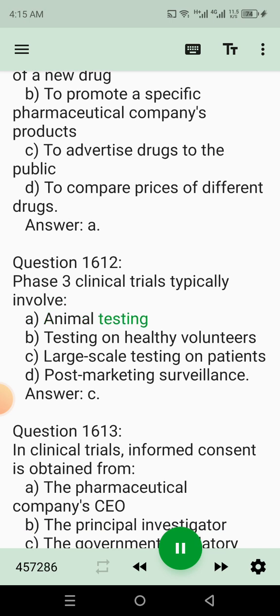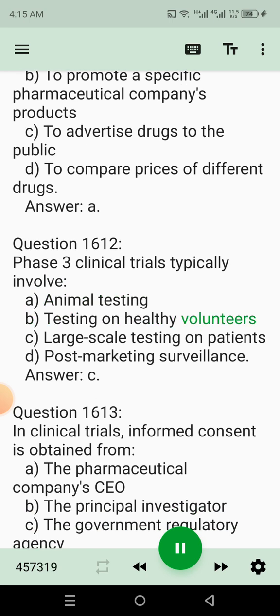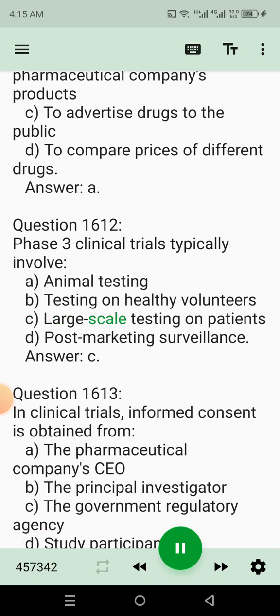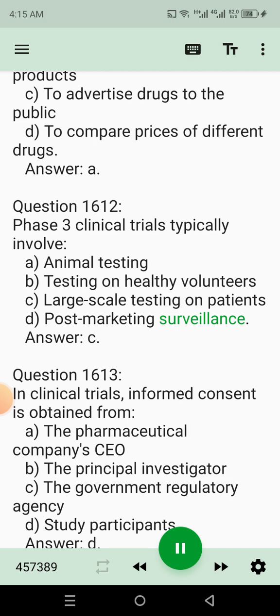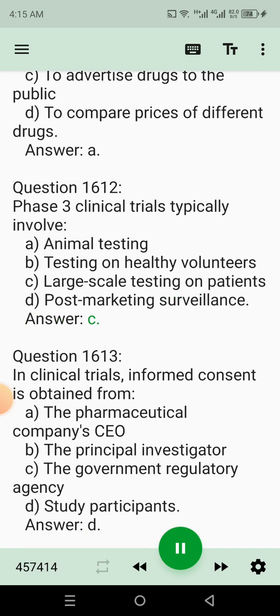Question 1612. Phase 3 clinical trials typically involve A. Animal testing. B. Testing on healthy volunteers. C. Large-scale testing on patients. D. Post-marketing surveillance. Answer: C.